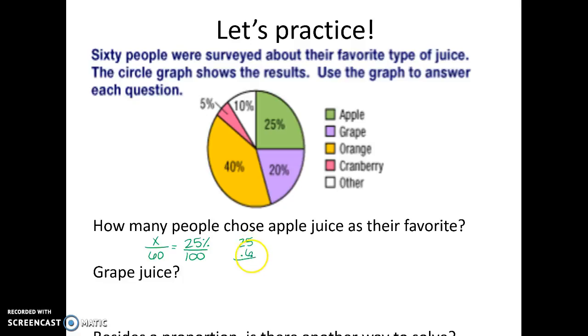Okay, 5 times 6 is 30. 2 times 6 is 12 plus 3 is 15. One number to the right of the decimal. So it's 15 people. What I was saying is that 15 out of the 60 people, or 25%, choose apple juice. So now it's your turn. Figure out how many people like grape juice.